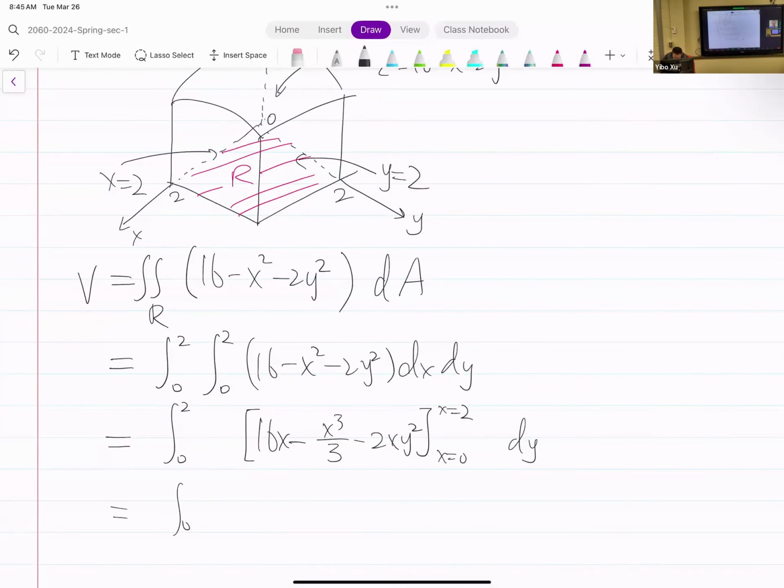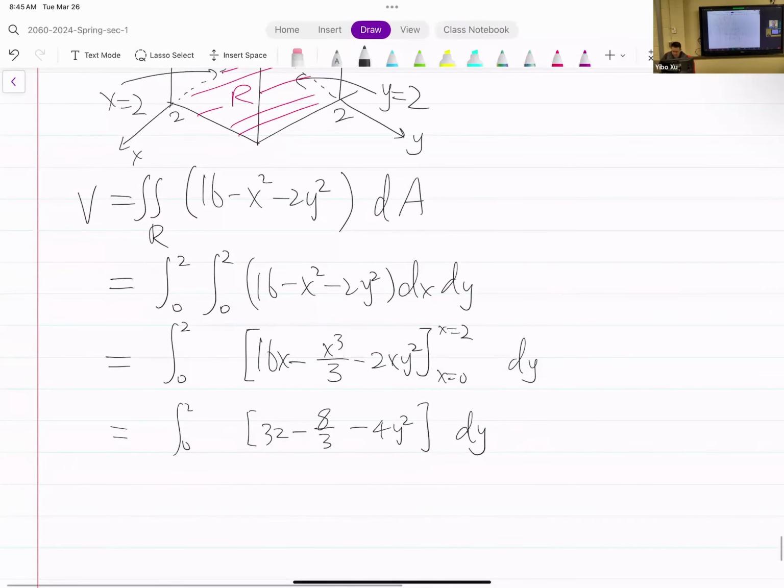Here we notice that if you plug in 0, you just get 0. So the only important evaluation is at 2. So it's 32 minus 8 over 3 minus 4y squared. Now we integrate with respect to y. That's not going to be complicated in this situation. So now we have y squared, which gives you y cubed over 3.